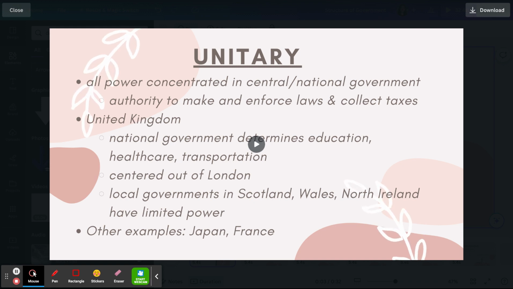There are other examples of other forms of unitary governments that exist. These include Japan and France. In those governments, there is also a centralized version of power where they make the decisions for the country as a whole, and the local or state governments in individual parts of the country have very limited say.